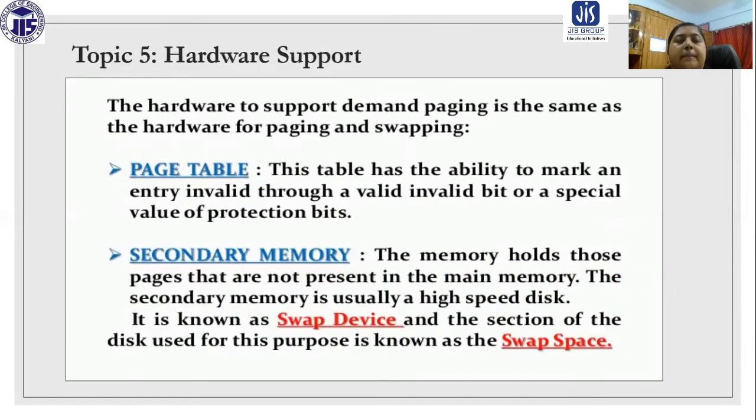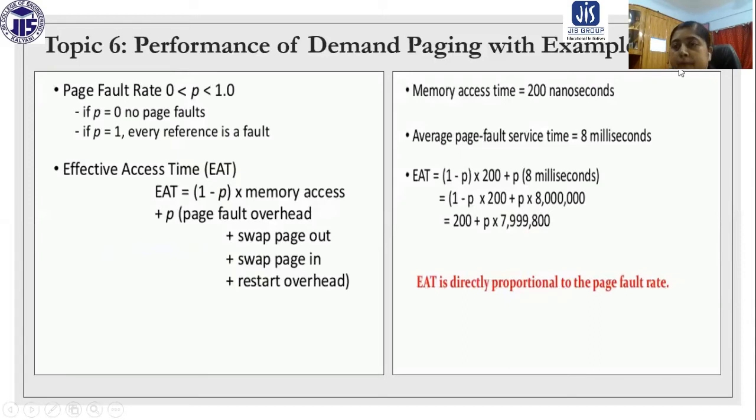Now this is an example by which we can discuss the performance of demand paging. Here you can see the page fault rate p is greater than or equal to 0 and less than or equal to 1. If p equals 0, that means there is no page fault, and if p equals 1, that means every reference is a fault. So the page fault rate lies somewhere between 0 and 1.